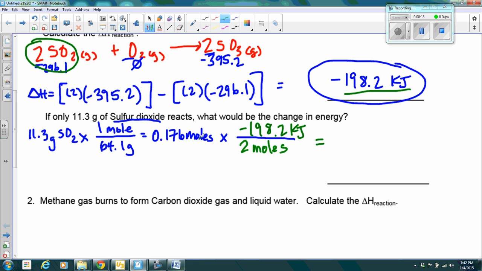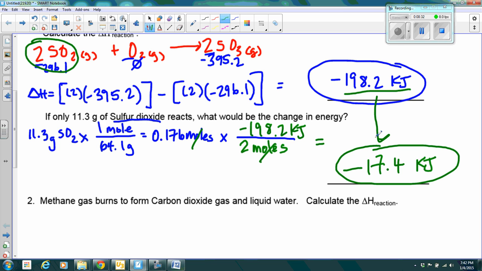And again, the moles cancel out. I'm left with kilojoules, and I need 3 significant figures here. So I'm releasing 17.4 kilojoules of energy. And it should make sense to you that that number should go down, because here I had 2 moles of it, and here I only had 0.176.